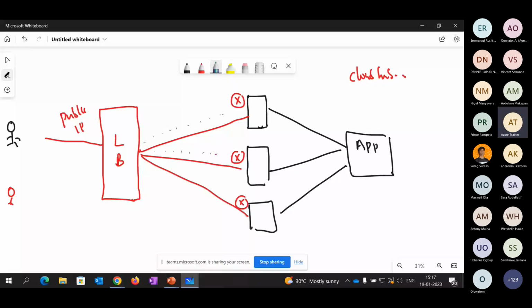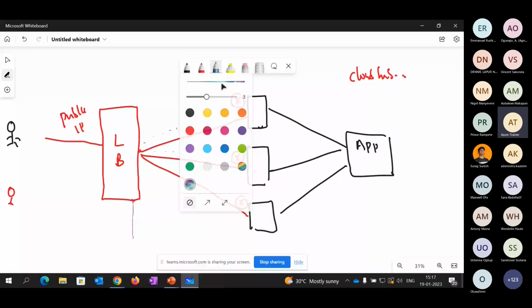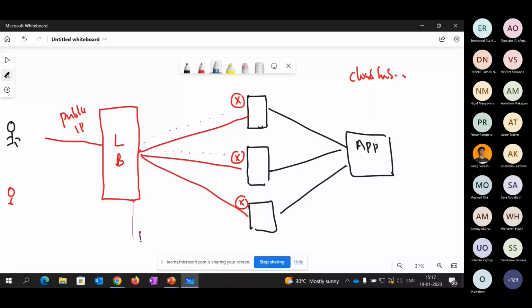How will it distribute the load? In any load balancer, there will be a load balancing rule configured. This defines how the data needs to be distributed and what frequency you want. All this is defined in an LB rule. Then in Azure there is something called a health probe also.